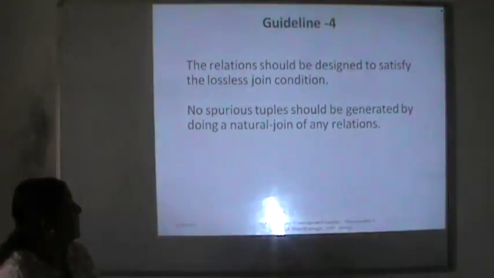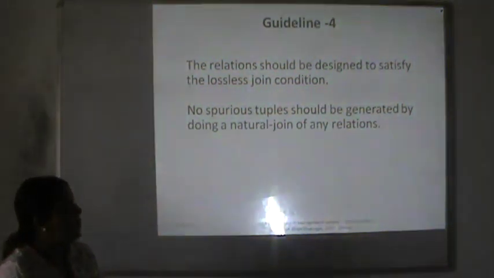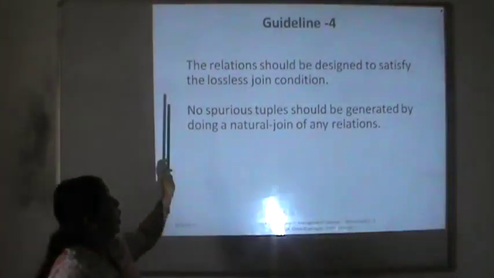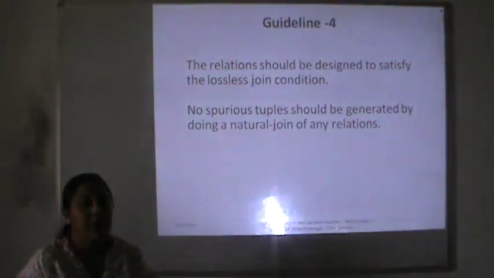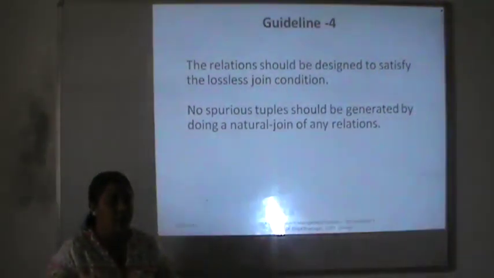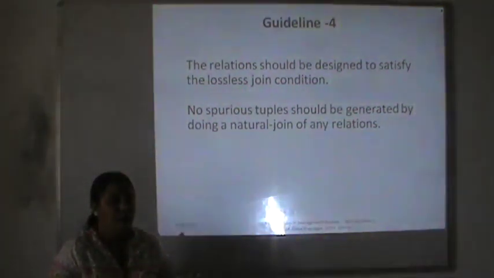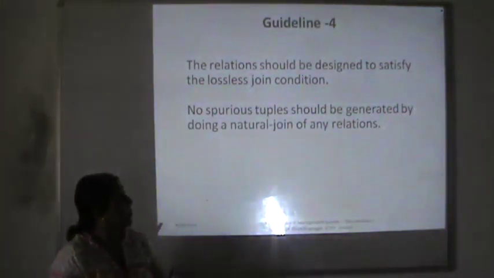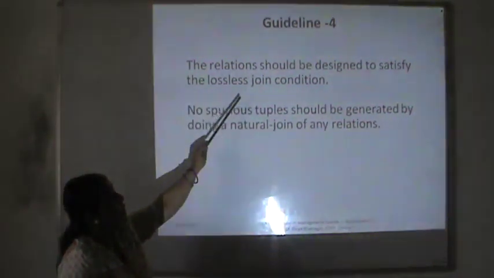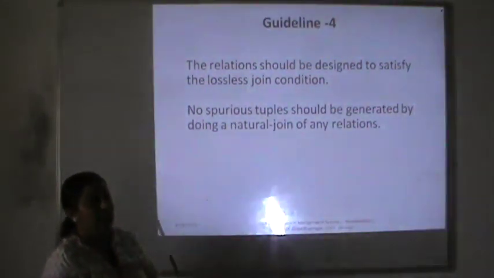The fourth guideline says the relations should be designed for the lossless join condition. So every relation should satisfy the lossless join condition. When the relations are decomposed and then joined, joining of these relations should not lose any information. So the relations should be designed in such a way that when we join two or more relations, no information should be lost. So this is lossless join. On joining relations, no information is lost, is to be ensured.